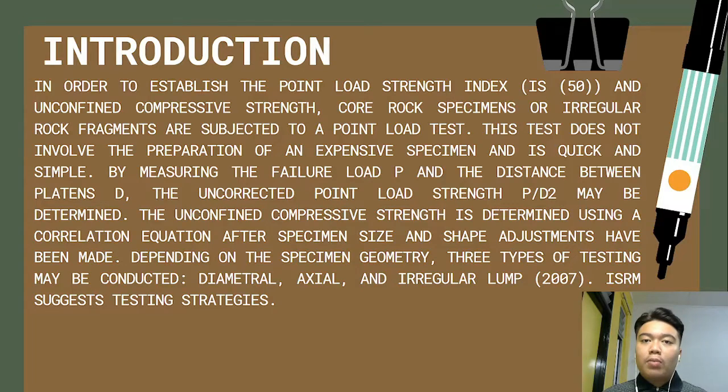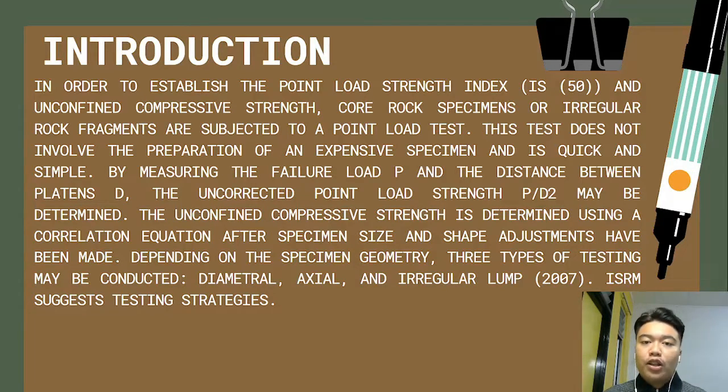Next, I'm going to explain the introduction about the point load test. In order to establish the point load strength index IS50 and unconfined compressive strength, core rock specimens or irregular rock fragments are subjected to a point load test. This test does not involve the preparation of a specific specimen and is quick and simple.